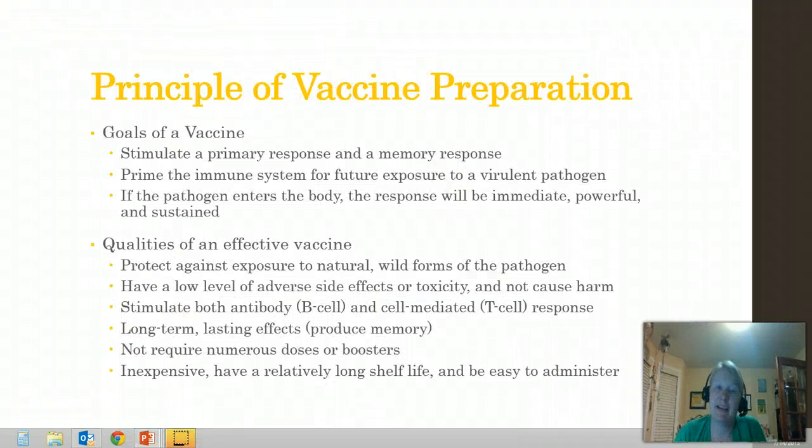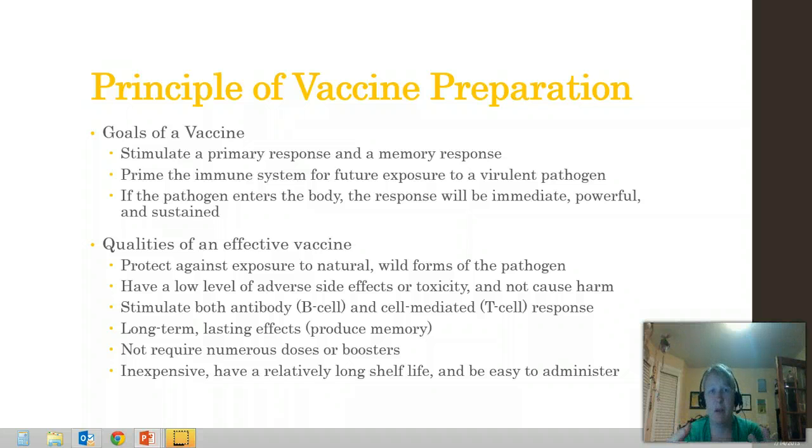So, principles of vaccine preparation. This is just like antibiotics. In fact, a lot of these are going to be almost identical to the antibiotics that we talked about in Chapter 9. So the goals of the vaccine are to stimulate the immune system so that the body will be able to respond immediately if that pathogen were to emerge within the body.